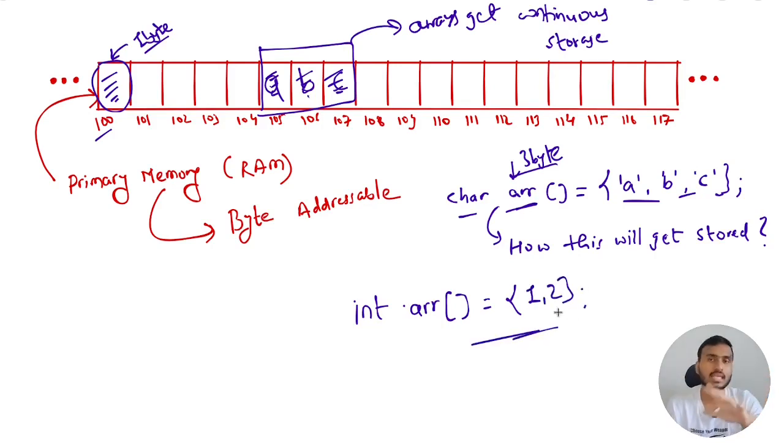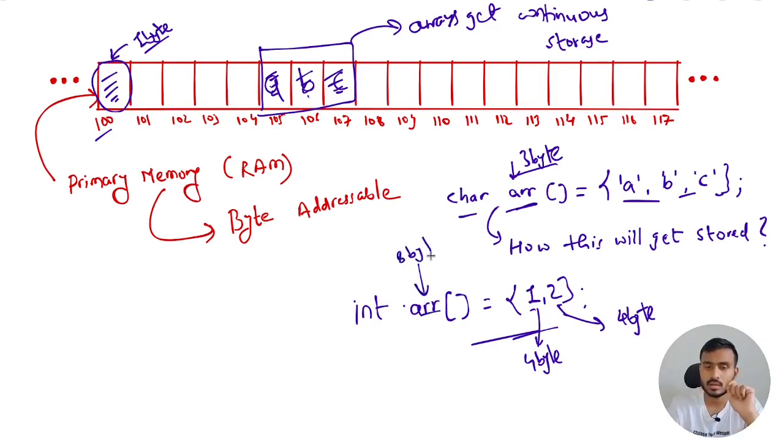Now how is this array going to get memory? In this case each and every element is of integer type, and we know that for each integer we need 4 bytes of size, and even this 2 will need 4 bytes of memory. So in order to store this array we need 8 bytes, because each element needs 4 bytes and we have 2 elements, so 4 into 2 is 8. That's why we need 8 bytes.